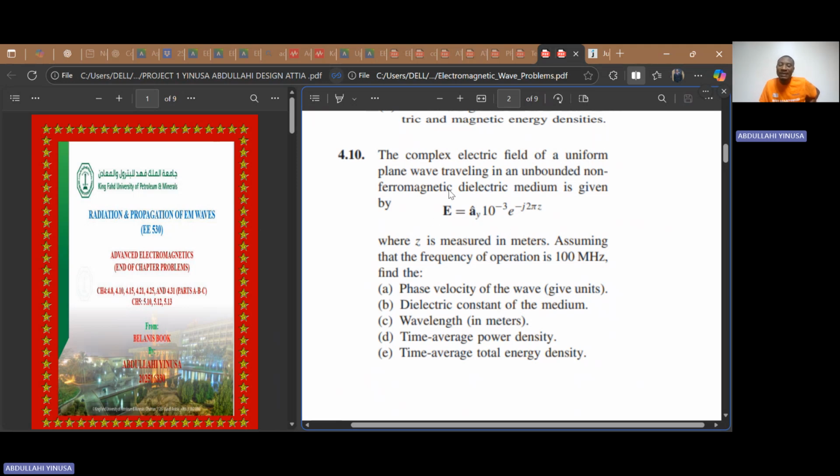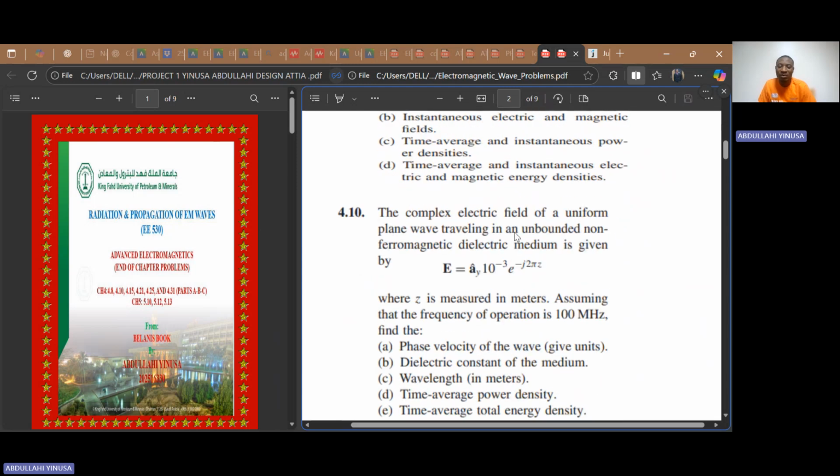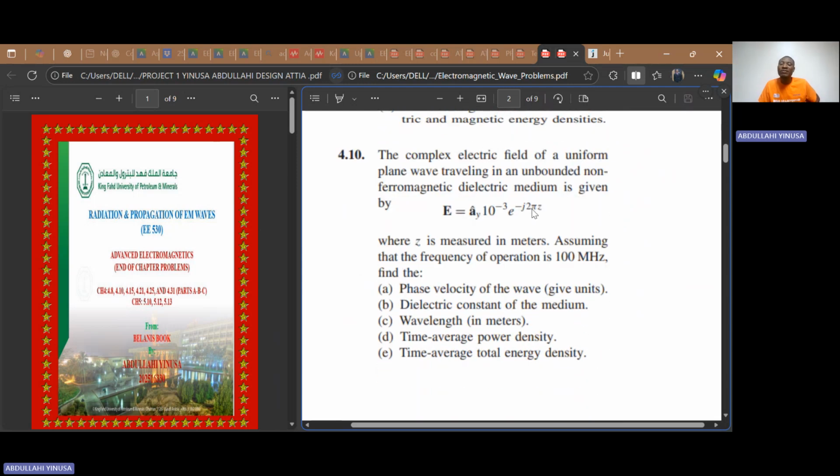It is traveling in a ferromagnetic medium. This is different from when it was traveling in free space in number 1. This is traveling in a ferromagnetic medium. And then from here, we have been able to get our beta. This is our beta, 2 pi. It means the wave is moving in the positive direction because of this expression.